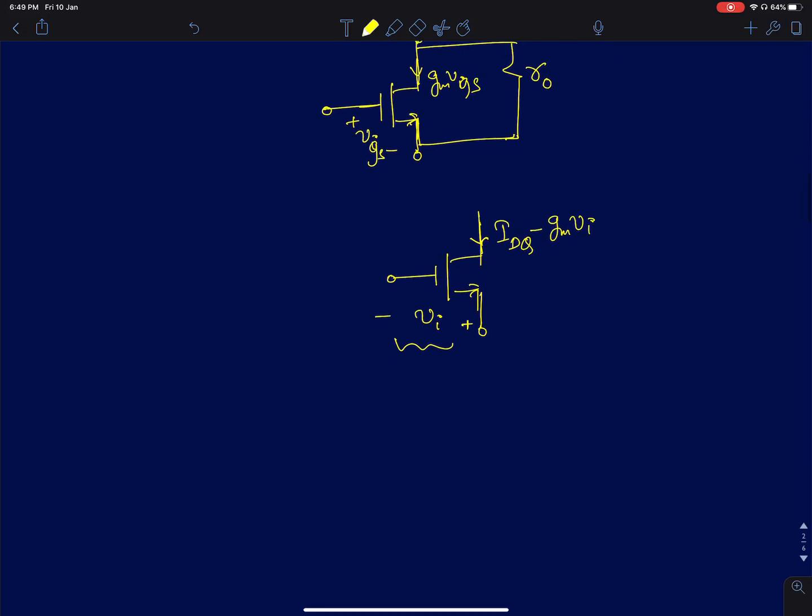Or for analysis purposes, we can just reverse the direction and say that the current is flowing from source to drain, if your source is at a higher potential compared to the gate. Then we'll analyze it as a circuit with current flowing from source to drain. These are very trivial points, but I'm just mentioning it for the sake of continuity when you analyze the circuits.